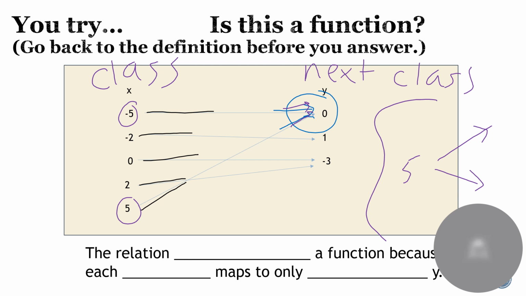So the relation is a function because each x maps to only one y. If you were asked to explain in words, is this a function? That is probably one of the ways you do it. You could also say because each input maps to only one output. That would also be okay. So each input maps to only one output.